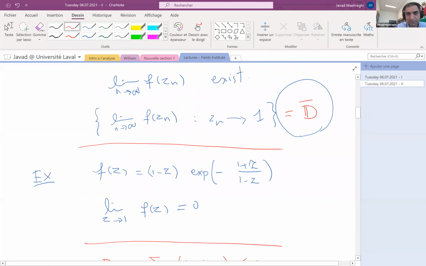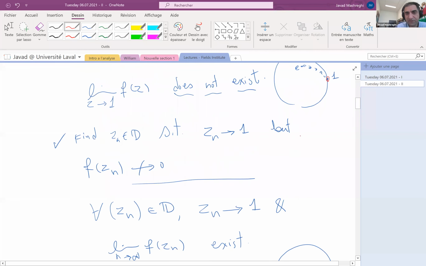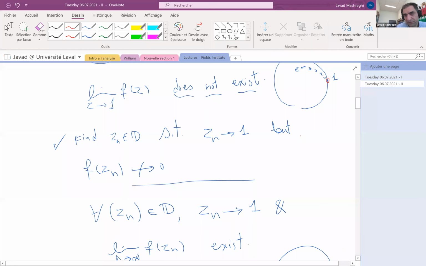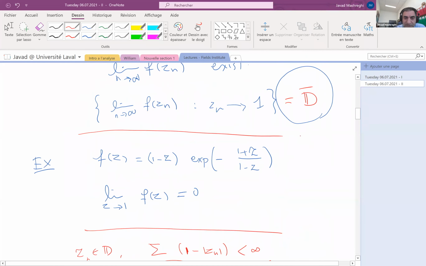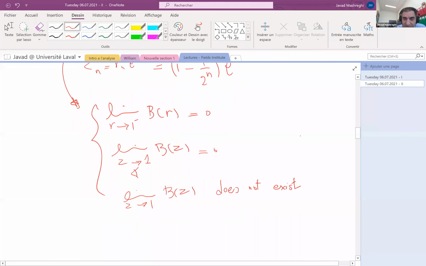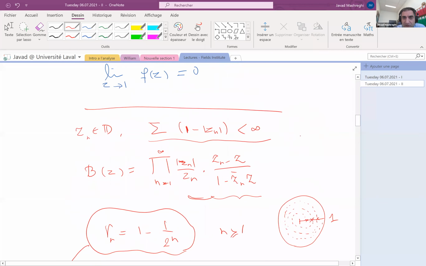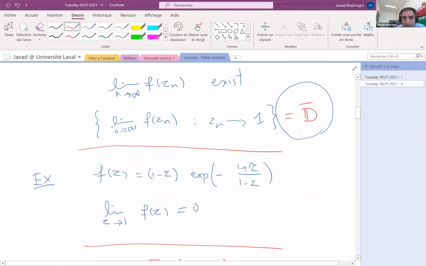And precisely the same hint I gave here, a bit more difficult, but anyhow, we can fix it. Find a sequence Zn such that Zn goes to 1, but B of Zn doesn't go to 0. So it shows that the limit does not exist when you go to 1. And the strange phenomenon that we saw for the exponential function, it happens here too. If we put all the accumulation points in one set, the set is big, it is the whole closed unit disk.